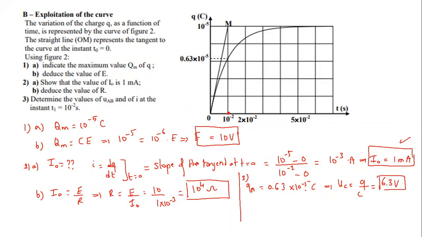Now we still have to find the current. As we know, we can find the current by using the law of addition of voltages. So we have E equals U of the capacitor plus UR. E is equal to 10 at any instant. UC at T1 equals 10 to the power minus 2 second is equal to 6.3. So this is 6.3 plus R times I. We have R, which is equal to 10 to the power 4 ohm. Then we'll get I equals 3.7 times 10 to the power minus 4 ampere. Then this will be the current.